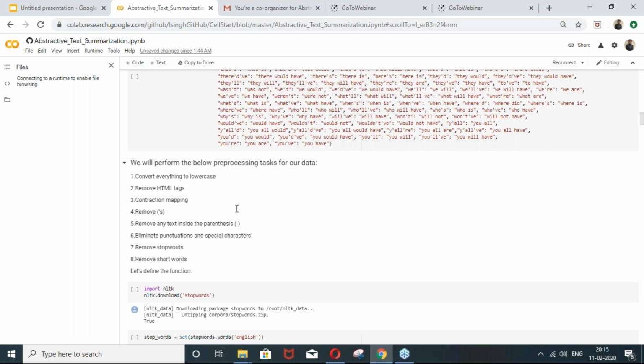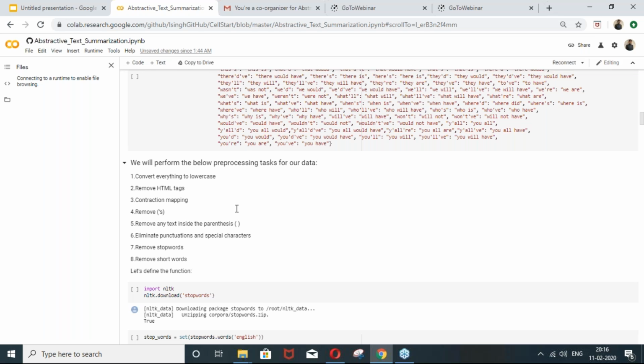So first of all, we have to convert everything to lowercase letters. The thing is that we want similarity between the text. The second one is removing HTML tags. Third, the contraction mapping, the one I explained before. The fourth one is removing the 's and all that. The fifth one is removing any text inside the parenthesis.